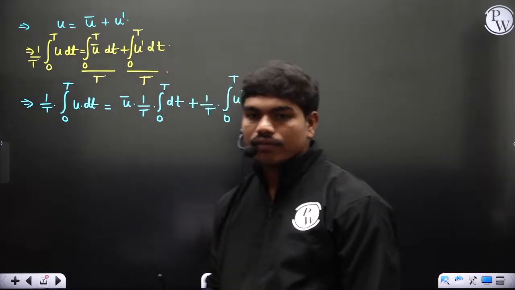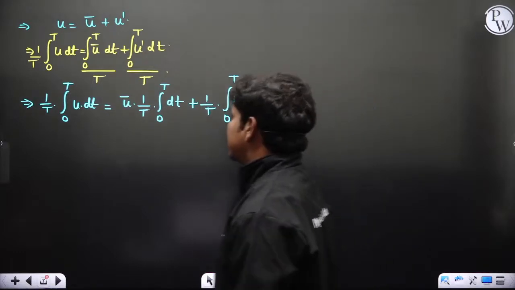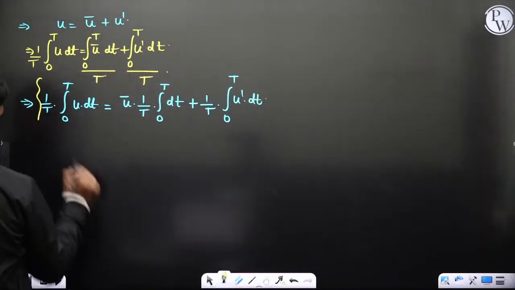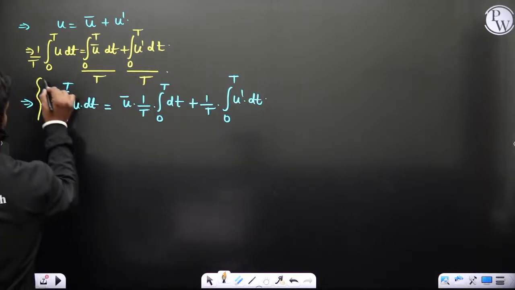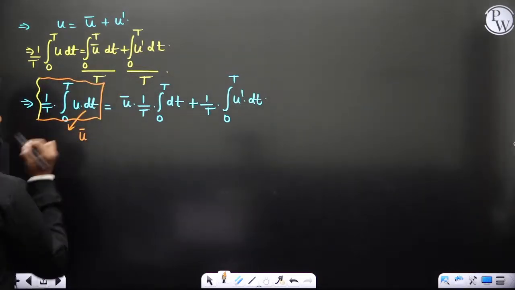Okay, now I hope it's clear, right? Yeah, now if it's clear, then you can have a look. Can you tell me what is this quantity here? What is this quantity? This quantity is nothing but u bar, right?